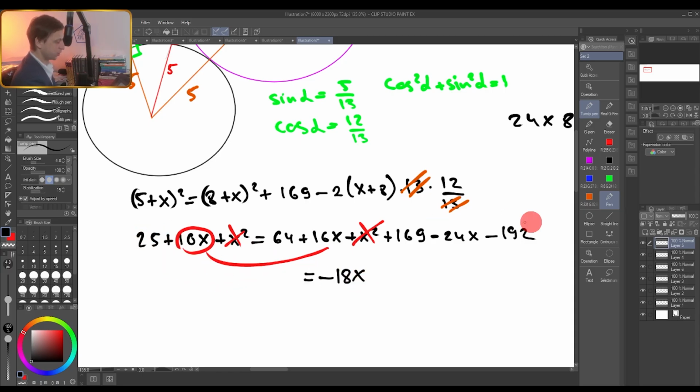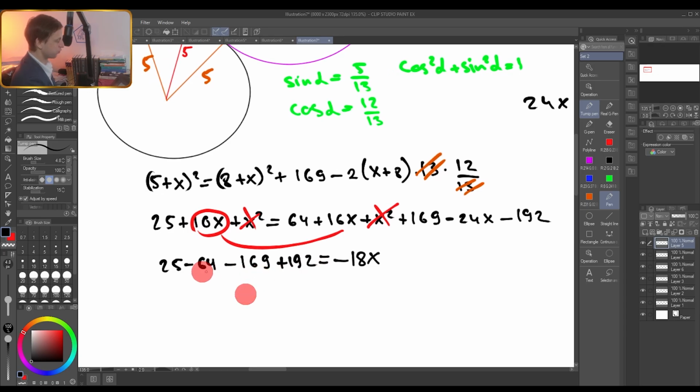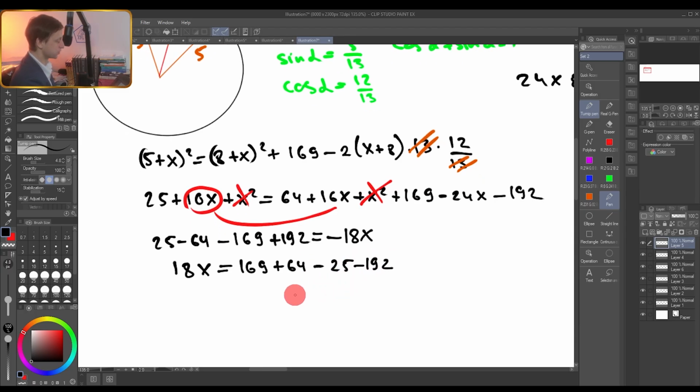So here we will have 25 minus 64, minus 169 plus 192. So for me here it's already inconvenient to work with negative numbers. I will simply multiply everything by minus 1 and I will get 18x equals 169 plus 64 minus 25 minus 192. Well, this one is way better. Great. So what is this sum?